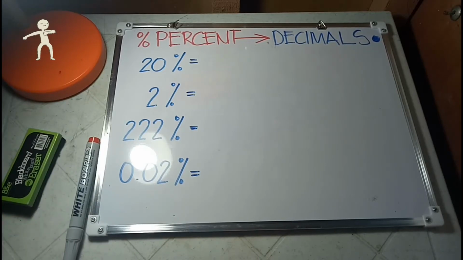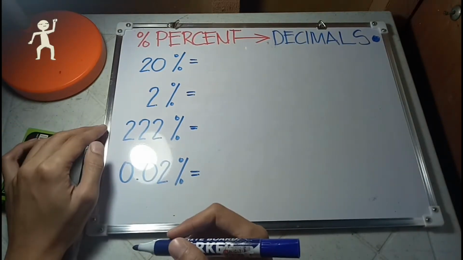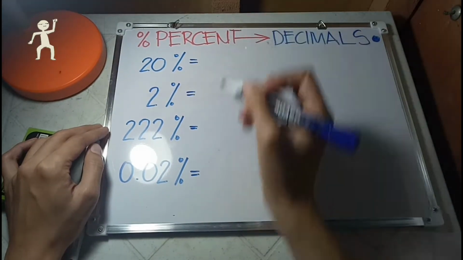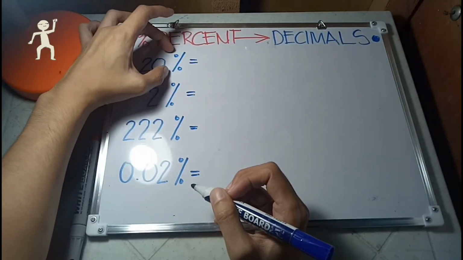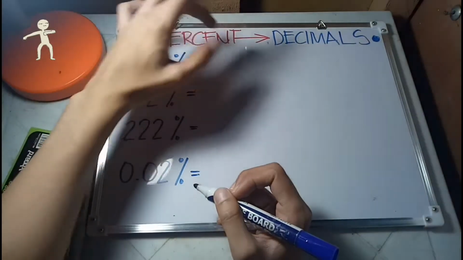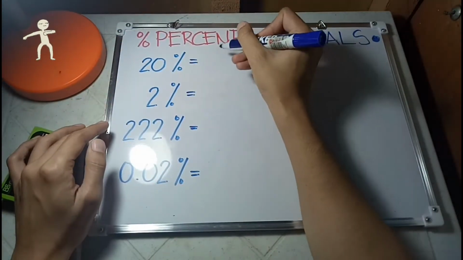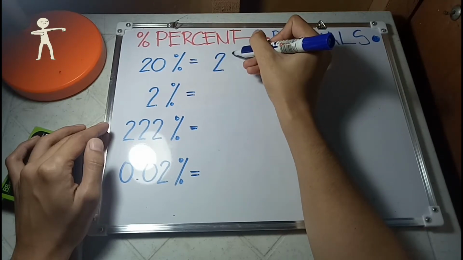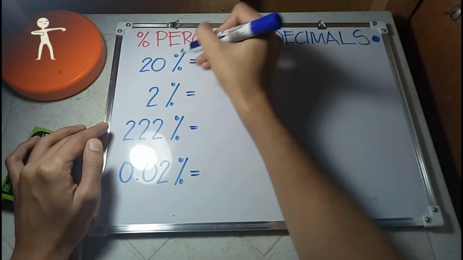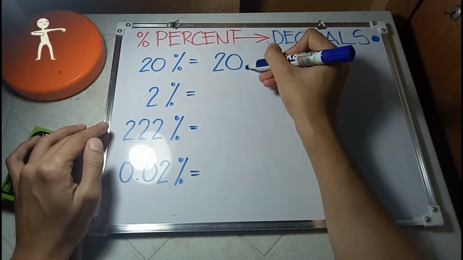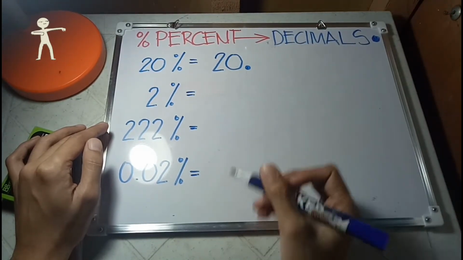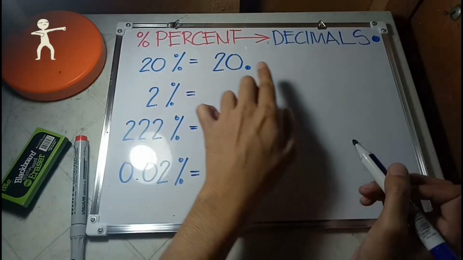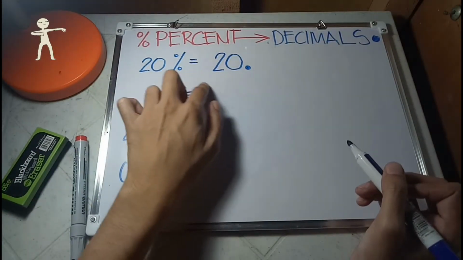Okay, so first rule po kasi ng converting percent to decimal is we'll be rewriting this percent sign to a point or to a decimal. For example po, meron tayong 20%, then i-rewrite lang po natin yung percent to a decimal point. Ganyan. After that, we will be moving this decimal point 2 places to the left.